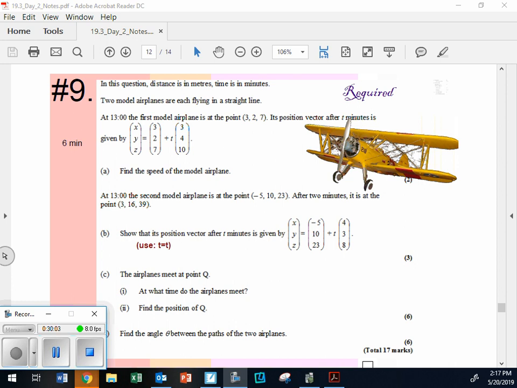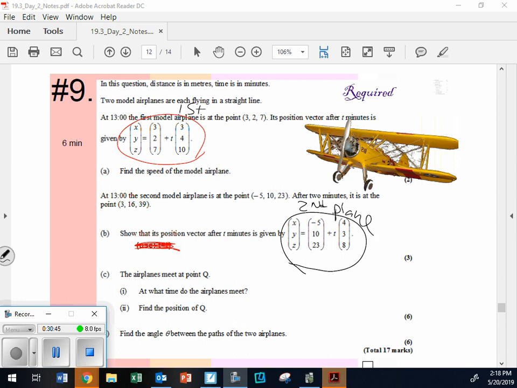All right, so we're doing this whole problem from start to finish. I'm going to cross this off. I'm going to talk you through this one. Here's the first model airplane. Then it says show that its position vector after t minutes is given by this. All right, this is two different planes. This is the first plane. This is the second plane.